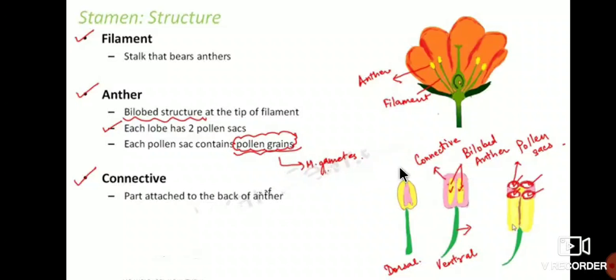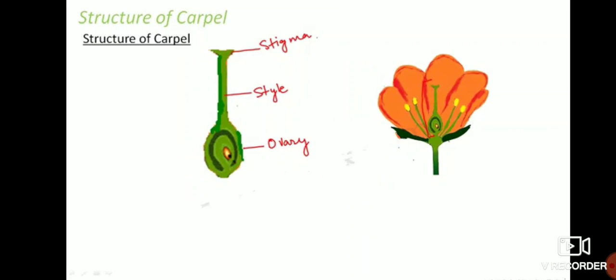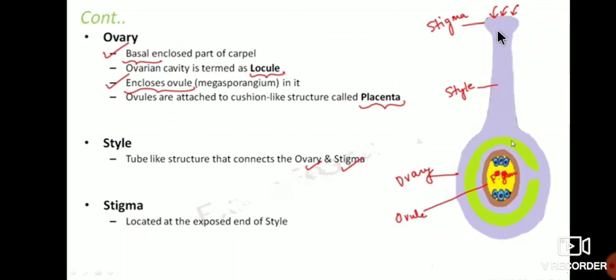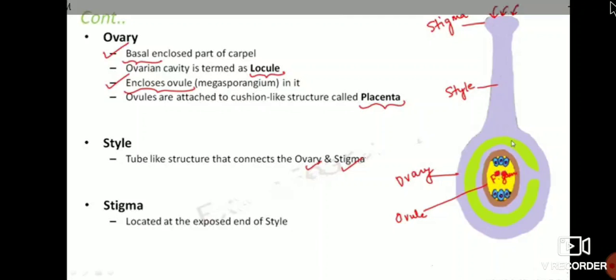So that will stick on the insect's leg. Then that enters this stigma, and then comes through this style, and then reaches this ovule. In this ovule there will be an ovum or egg. So that pollen grain will be fertilized with that egg.